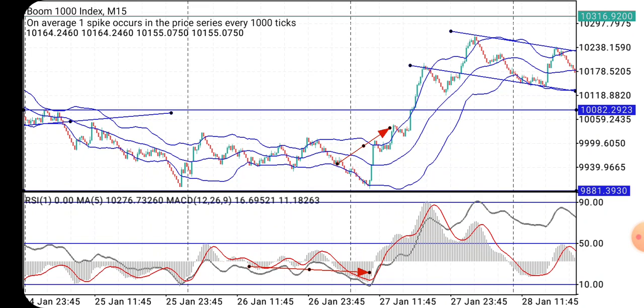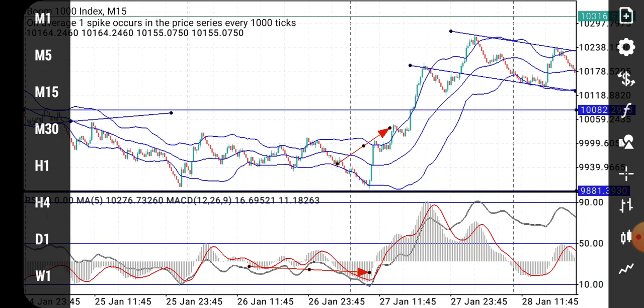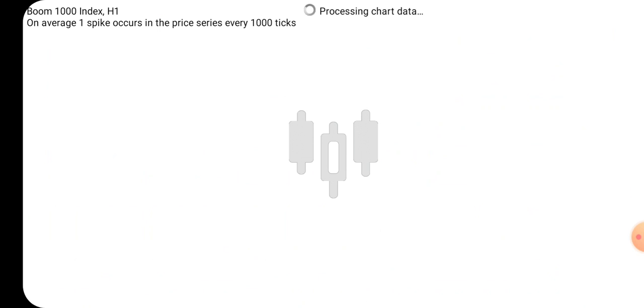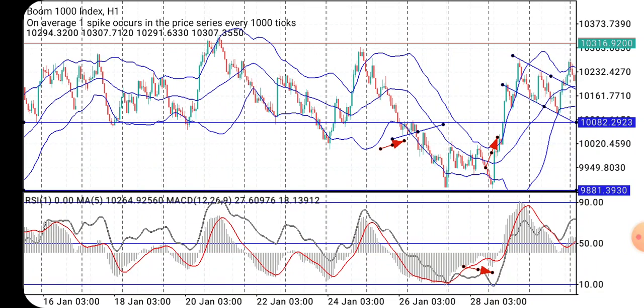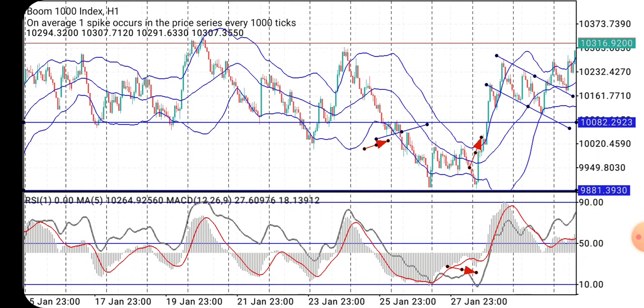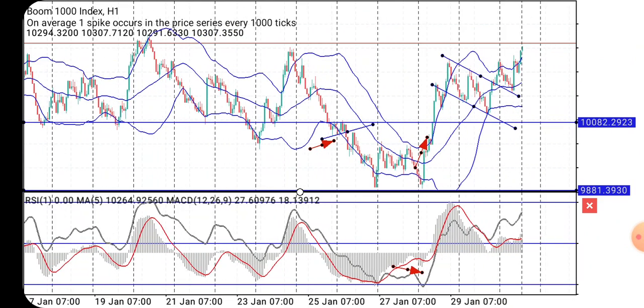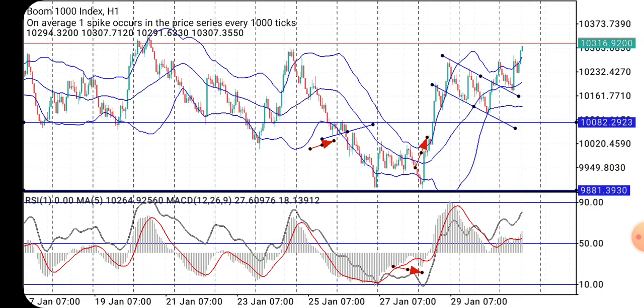That's if you did your analysis on the 15-minute time frame. If you did your analysis on the H1, you wait for it in the H1. If you did your analysis in the H4, you wait for it to come out of the bands in the H4. Then you enter, then you buy, then you take your profits and leave. That's basically the strategy. I hope you understand, and I hope you master boom and crash. Thank you.